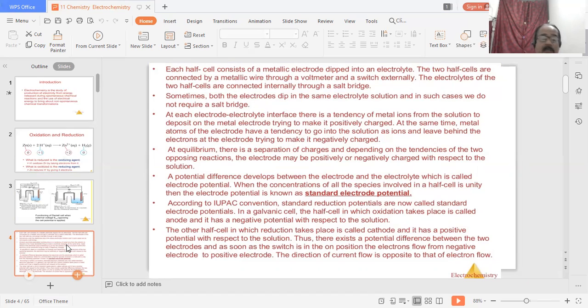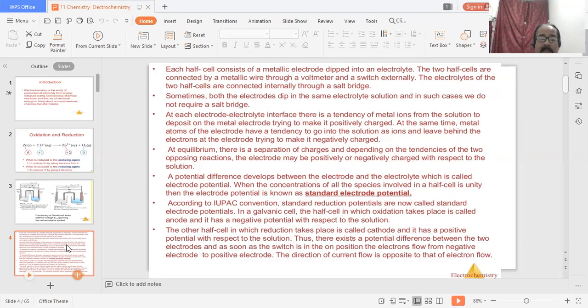At each electrode-electrolyte interface, there is a tendency of metal ions from the solution to deposit on the metal electrode, trying to make it positively charged. At the same time, metal atoms of the electrode have a tendency to go into the solution as ions and leave behind electrons at the electrode, trying to make it negatively charged. At equilibrium, there is a separation of charge, and depending on the tendencies of the two opposite reactions, the electrode may be positively or negatively charged with respect to the solution.